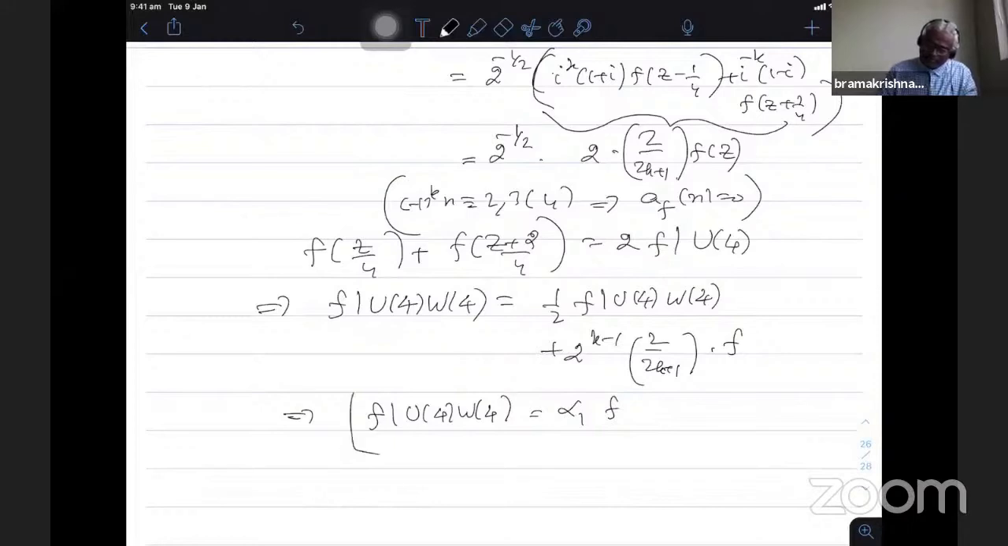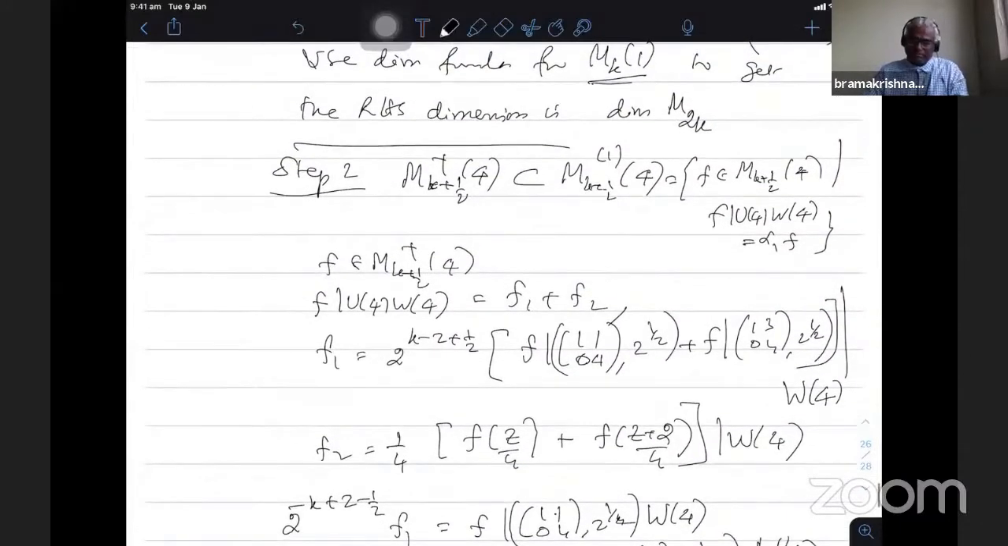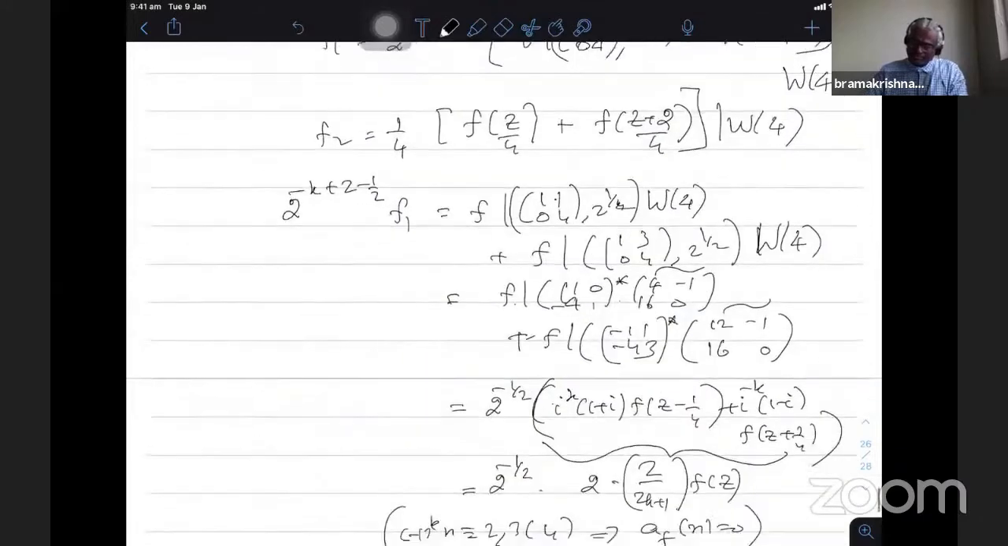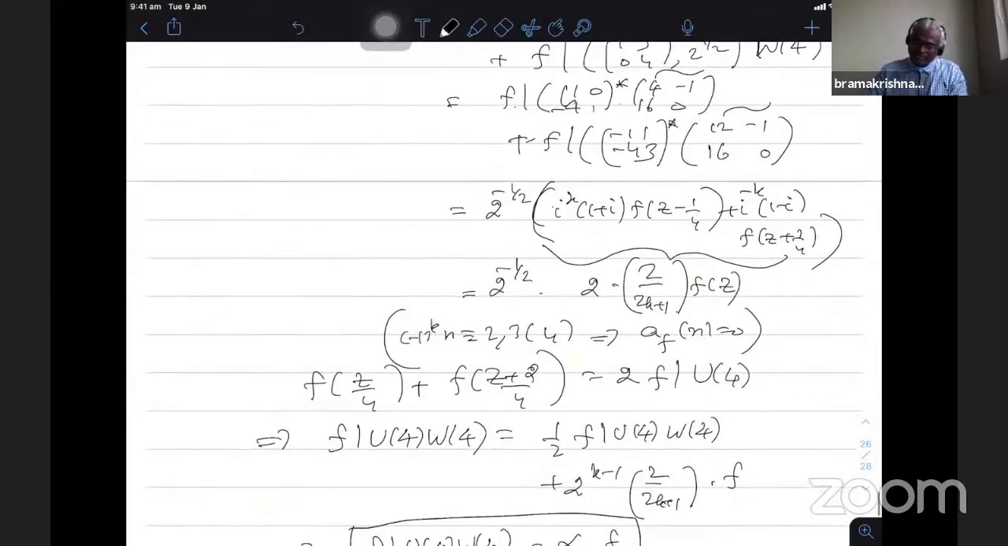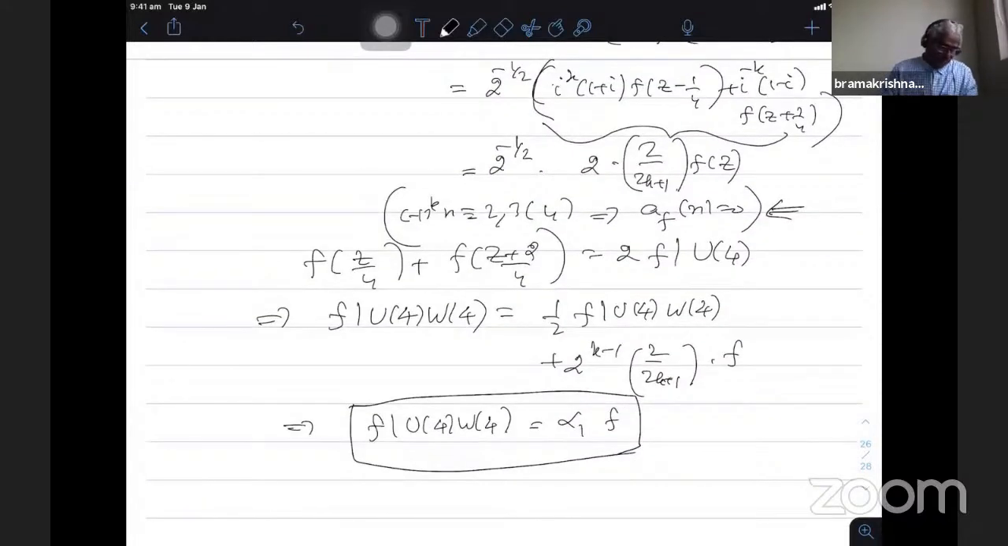Therefore, we started with f in M k plus half plus of level 4. That property we use in this following relation. So this is where we use that f is in the plus space by definition, and then we showed that it is indeed in the alpha 1 eigenspace. So that is step 2.